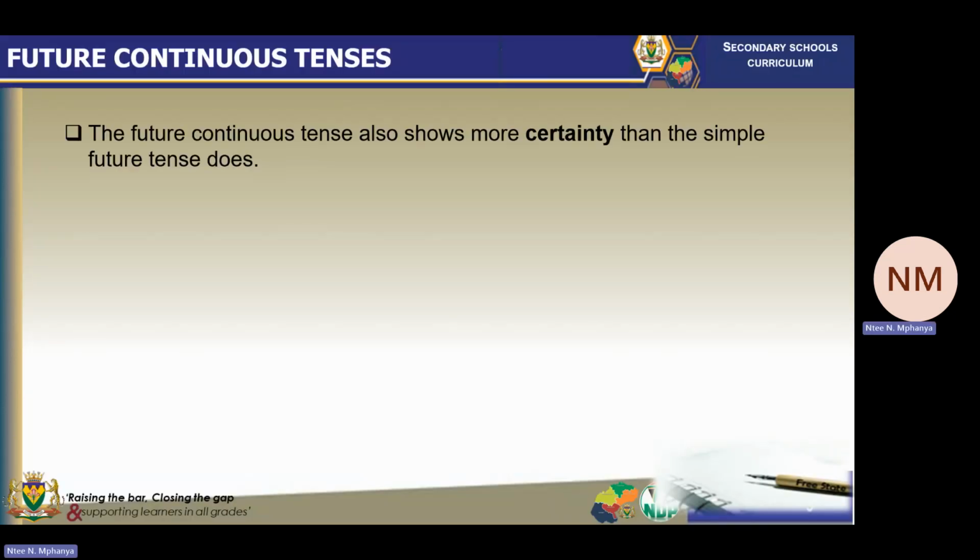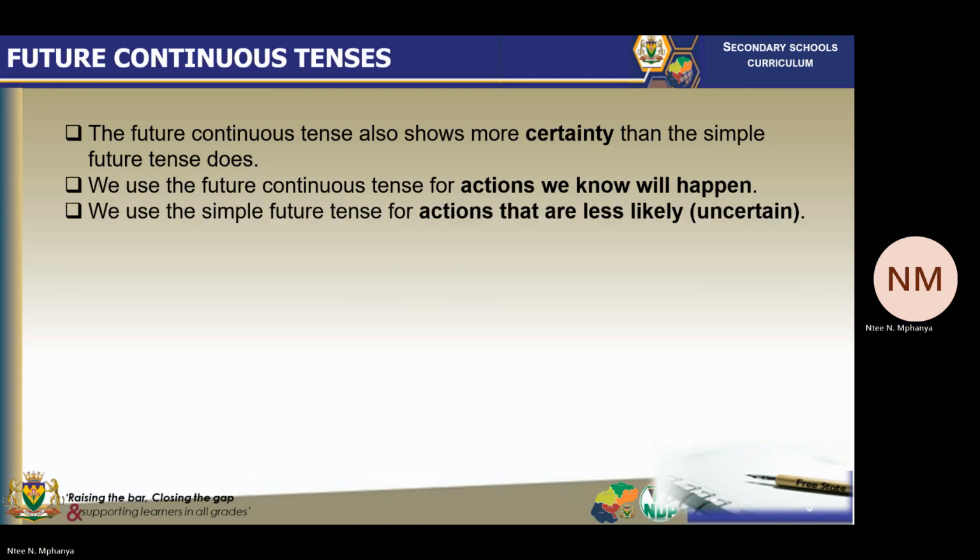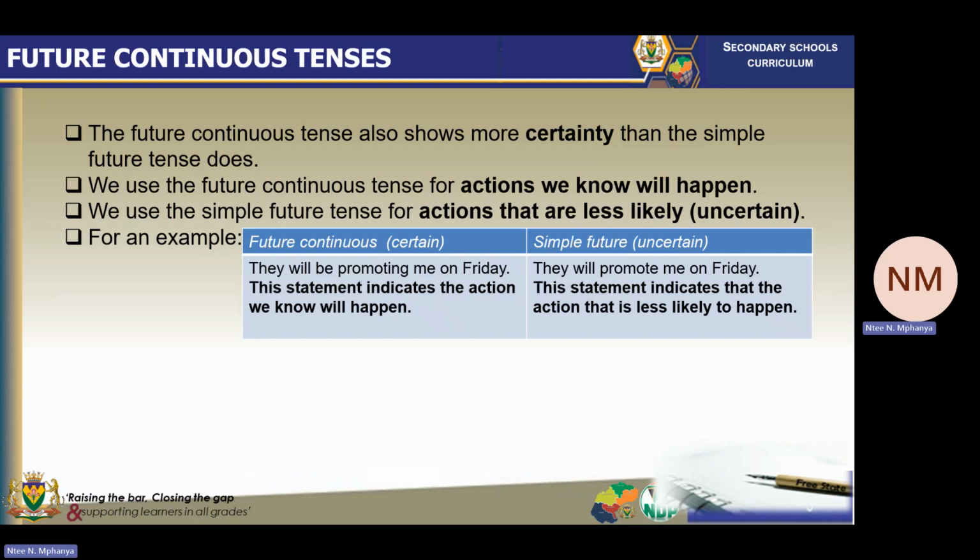The future continuous tense also shows more certainty than the simple future tense does. We use the future continuous tense for action we know will happen, while for simple future tense, we know that the action is less likely to happen. So we are uncertain about the action. This is a classical example of the difference between the future continuous and the simple future.